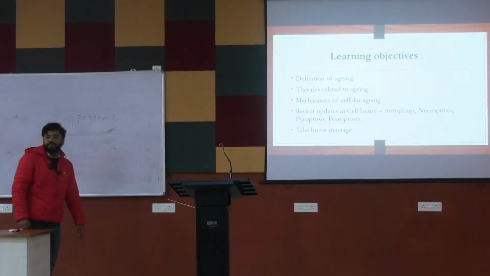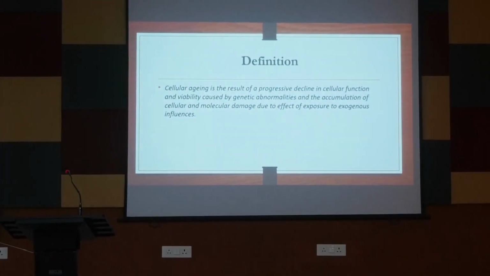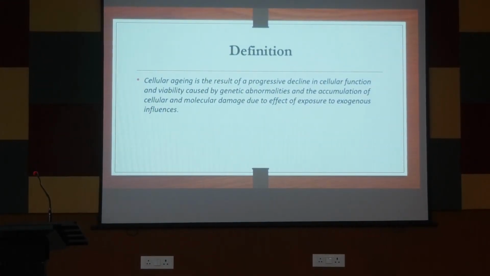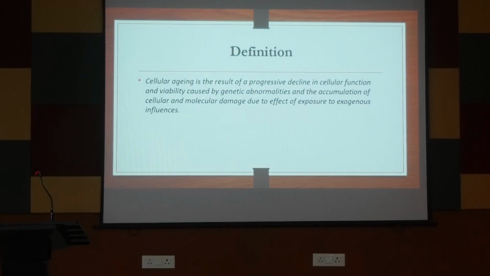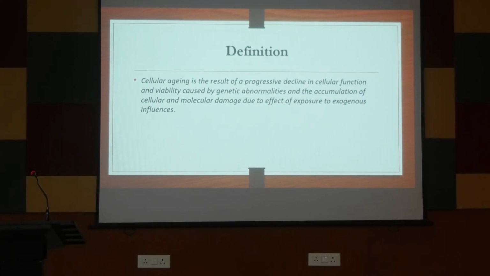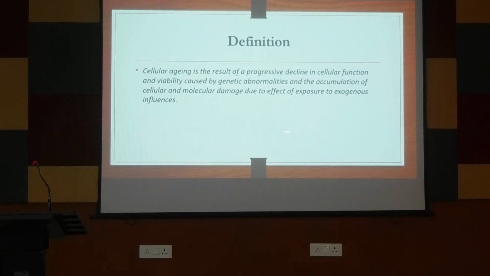So what is aging? Aging is a progressive decline of cellular function and viability caused by genetic abnormality and accumulation of cellular and molecular damage due to the effect of exposure to external or exogenous influences. There are some key features of this definition.